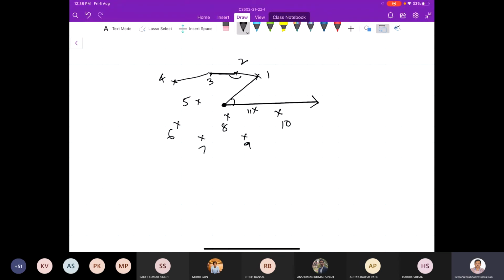Now you look at this 4. Now 2, 3, 4. When you travel in this direction, you're making a left turn at 3. Okay, proceed. Now you look at the next one, 3, 4, 5. Here also it's making a left turn. We proceed further. Now look at 4, 5, 6. If you move in this direction, you are making a right turn. When you make a right turn, this can't be part of the convex hull, so you remove it.